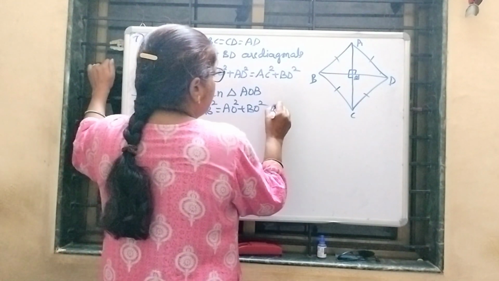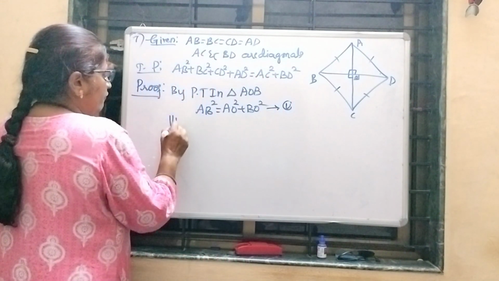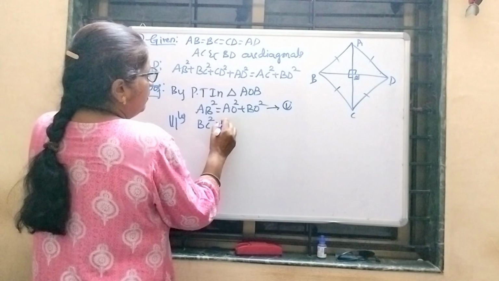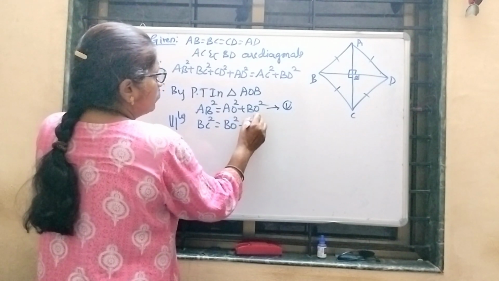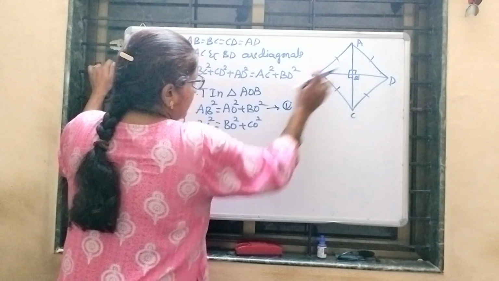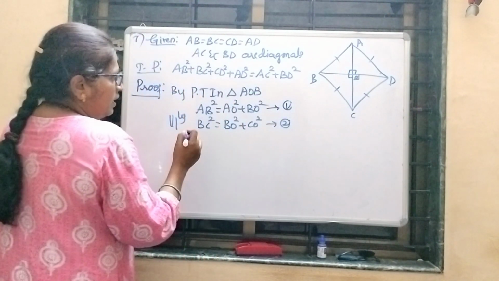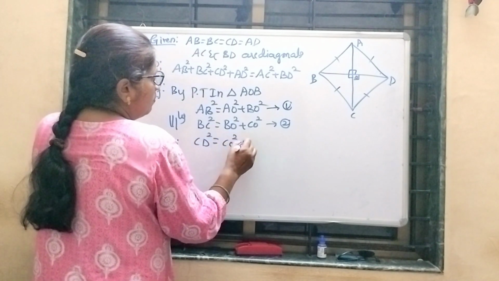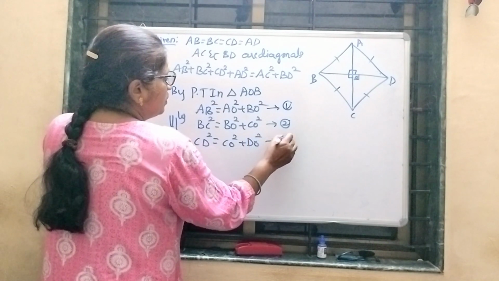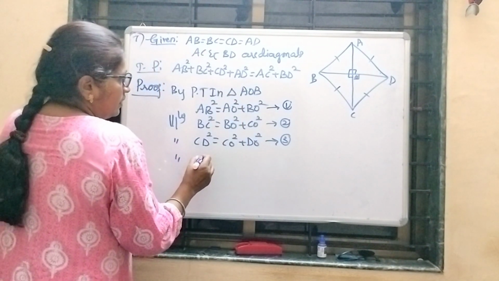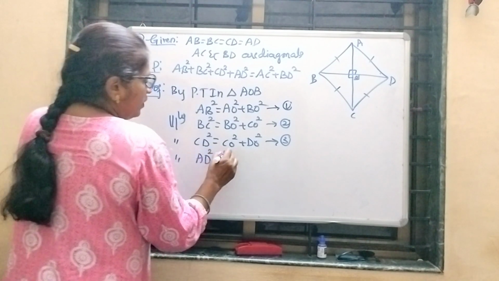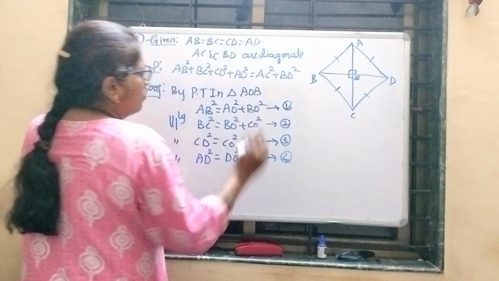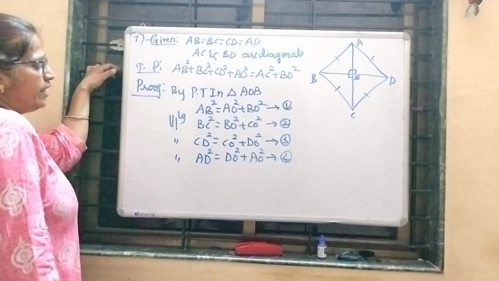So this is what we got. We are going to call it equation 1. Similarly, we can write BC square is equal to BO square plus CO square. This is equation 2. Similarly, we can write now CD square is equal to CO square plus DO square. This is equation 3. Next, AD square is equal to DO square plus AO square. So we got all the 4 now. Now add all the equations 1, 2, 3 and 4.